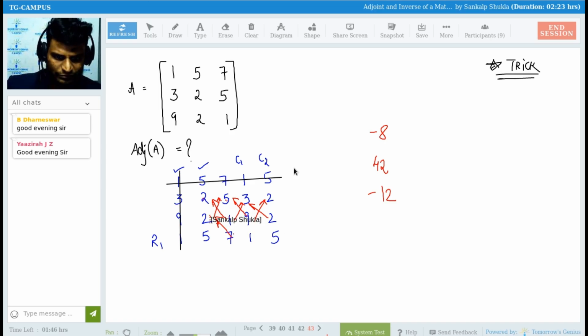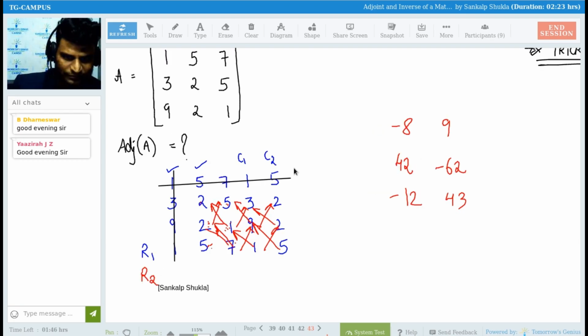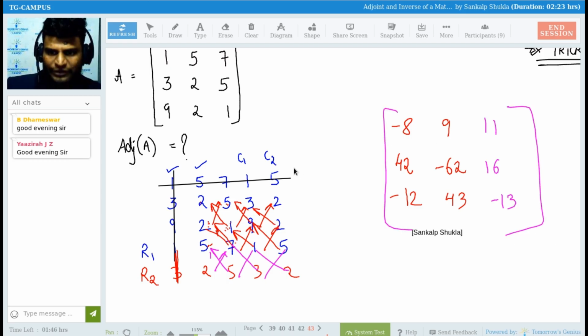Now I'll do this: 7 into 2 is 14, minus 5 into 1, so 14 minus 5 is 9. I'll write that over here, and this 1 minus 63 is minus 62, and this 9 into 5 is 45 minus 2, this is 43. In the hurry I skipped R2 also, so 3 2 5 3 2, I have to write again. This will again eliminate. Now the last operation is 5 into 5, 25, minus 7 into 2, 14. 25 minus 14 is 11, written over here. 7 into 3 is 21 minus 5 is 15 ... and 2 minus 15 is minus 13. See, this is directly your adjoint.